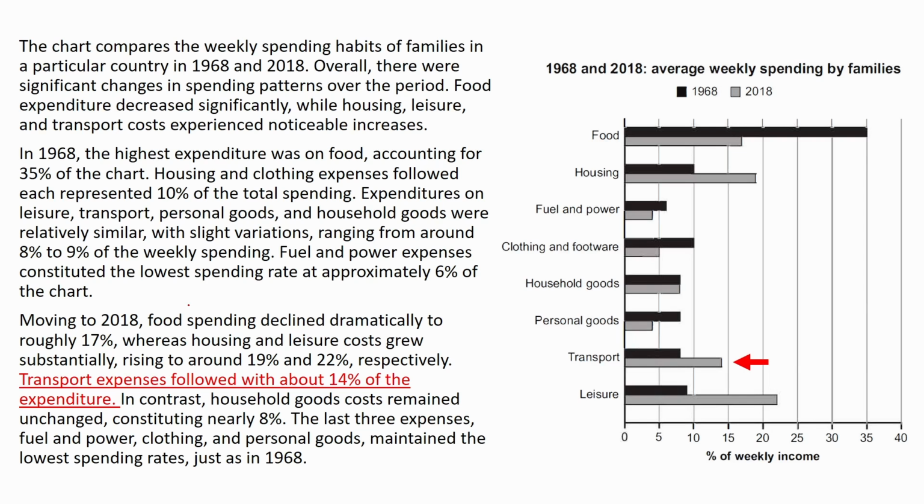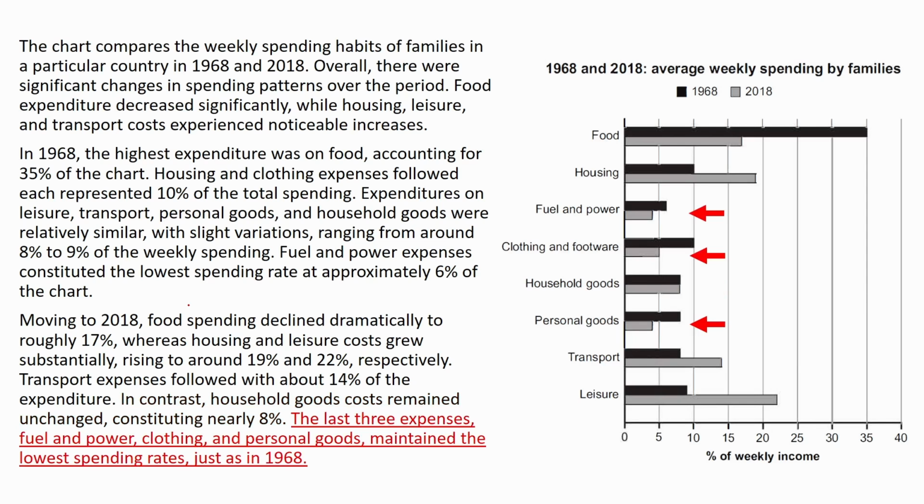Now, I should continue with fuel, personal goods, and so on, but I can put them together and group them and mention them in the last part. Instead, continue with household goods and then mention those 3 points. So in contrast, household costs remained unchanged, constituting nearly 8%. Now the last points that I put together, I grouped them. The last 3 expenses, fuel and power, clothing, and personal goods, maintained the lowest spending rates, just as in 1968, because they were the lowest spending rates in 1968.